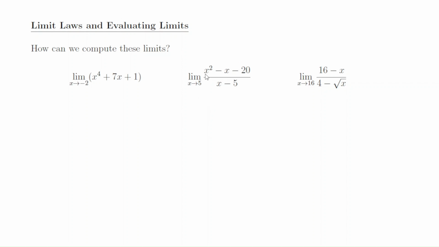So you can't just plug in 5 to get the correct answer. Remember, we had to factor the numerator. We also have limits like this, limit as x approaches 16 of this. And notice, you can't just plug in 16 here, right? Because you get 0 divided by 0. Okay, and so 0 over 0 is undefined. So how could we evaluate a limit like this or compute a limit like this? So that's what we're going to talk about in this video.